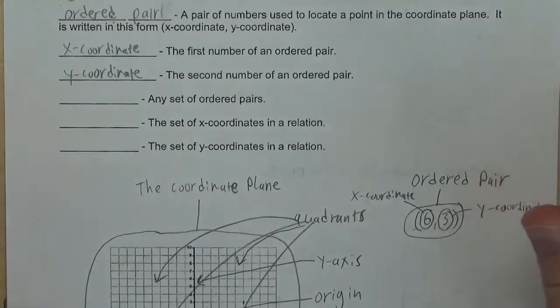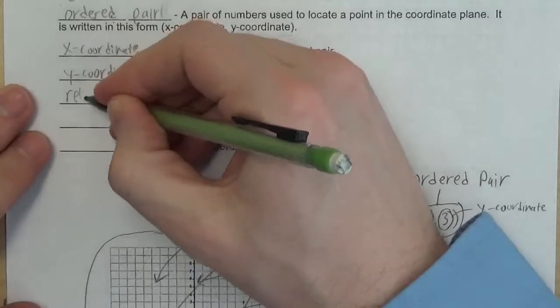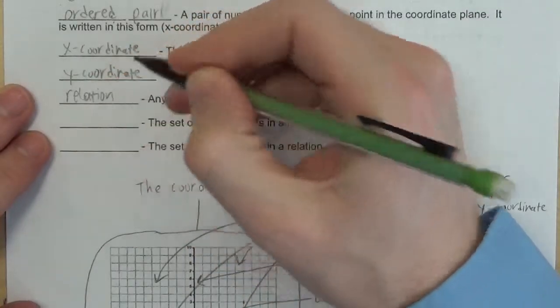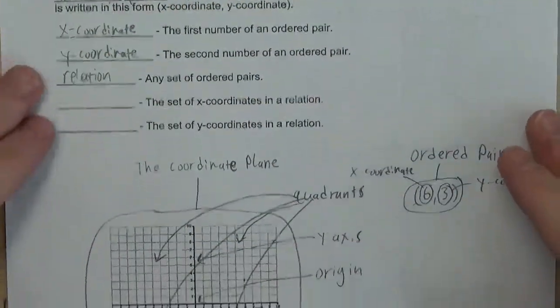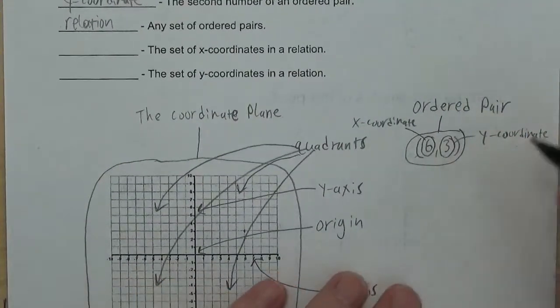Now, sometimes we're going to have a set of ordered pairs we plot on there all at once. That's called a relation. And we'll talk more about that later. But let's create a set of ordered pairs here and label that. So let's make it like a T-chart here.